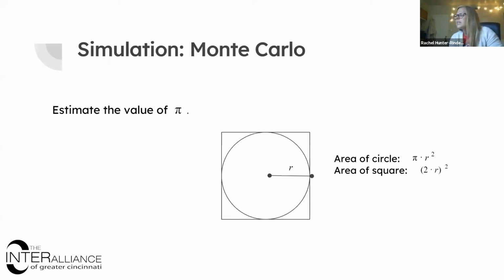So does anybody have any ideas about what we might be doing looking at this diagram here and also looking at the two formulas or equations, whatever you want to call them, for the area of a circle and a square? Does anybody have any ideas? If not, that's okay. I can give you another hint. So what we're going to do is we're going to throw darts at this space, at this square, and we can use that information to get an estimate for pi.